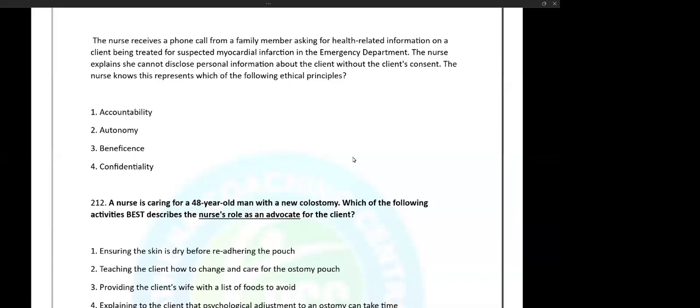So what is beneficence? Last class we learned all these things. We are providing good things to the patient. Yes, beneficence. Whatever activities we do, they should give a positive benefit to the patient. Okay, fine. Autonomy.